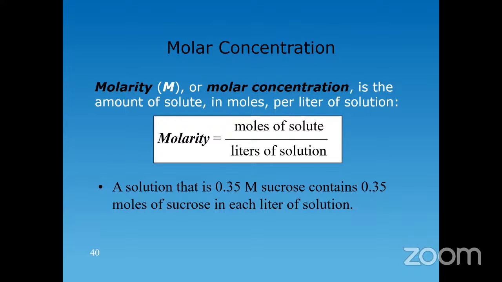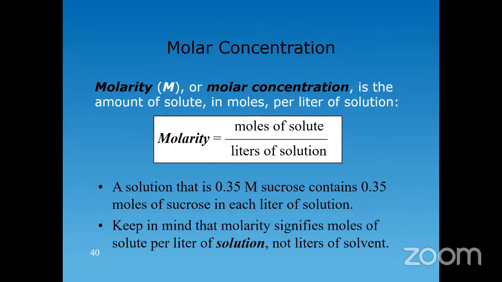Now, please note that the molarity in this formula signifies the moles of solute per liter of solution and not liters of solvent, right? So basically, we're talking about the combination of both solute and solvent. The total volume of that is what we're talking about here in this formula, right? Now, how do we make up such a solution, if you want to make a solution of a specific molarity?